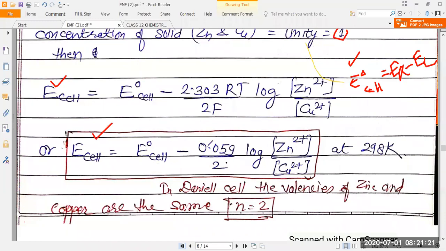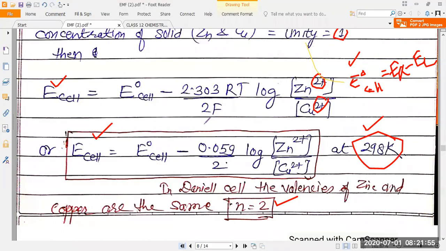E naught cell minus 0.059 divided by 2 log concentration of Zn plus 2 divided by concentration of copper plus 2, at 298 Kelvin. See, in Nernst equation, in most of the cases, the temperature will be given as 298 Kelvin only. In Daniell cell, the valencies of zinc and copper are the same. So the value of n will be 2. Here, the valency of zinc is 2, the valency of copper is 2.